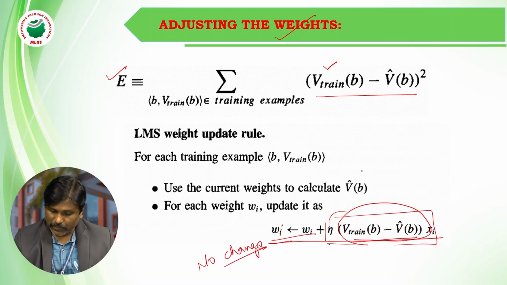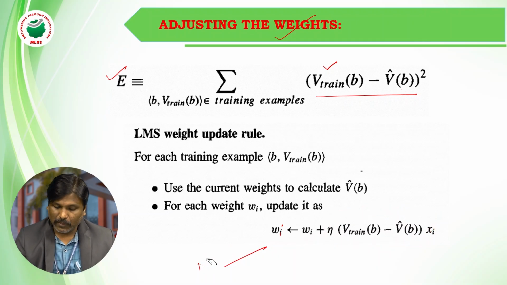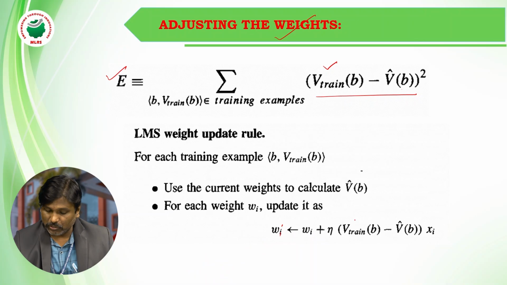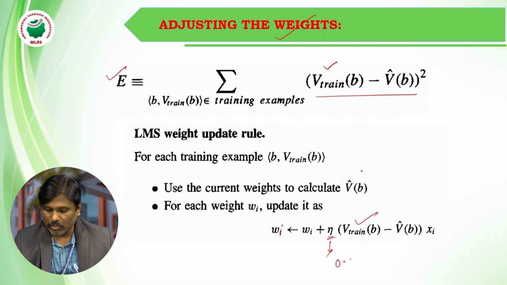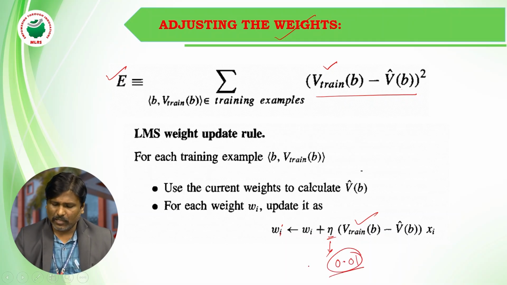Whenever V train of B minus V cap of B is positive, in that condition the value is multiplied by a normal value, approximately 0.01. Like that, you can consider smaller values. So the value is to be added to this Wi. In that condition, the weight is increased.